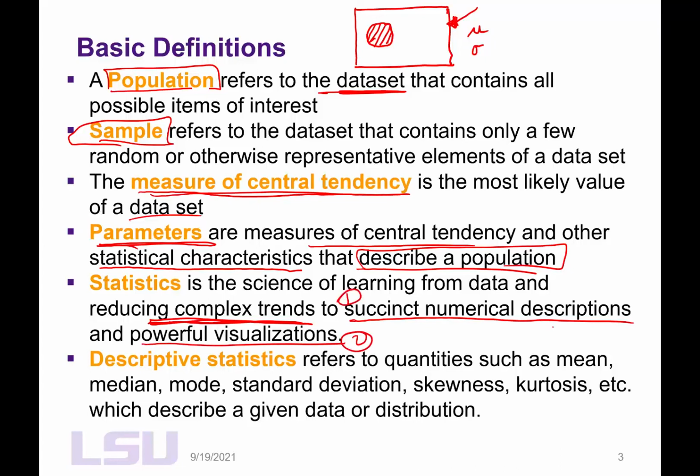So reducing it to succinct numerical descriptions could be reducing it to just mean and standard deviation, right? Just two values, summarizing all of the information in the data, and then some useful graphs like plots of the distribution of the data. And you'll see more on these when we get to the lab section. So once we have simple values that describe the population, we want to be able to visualize them.